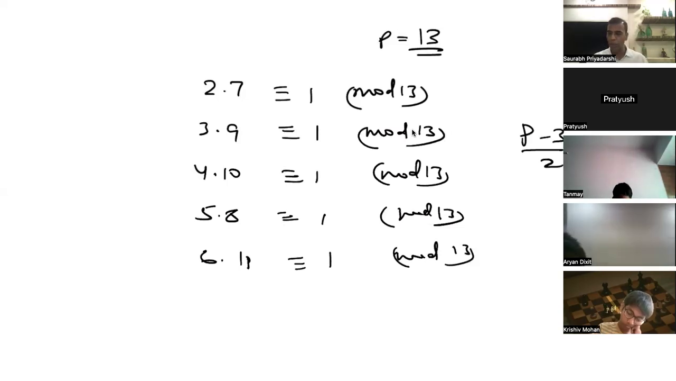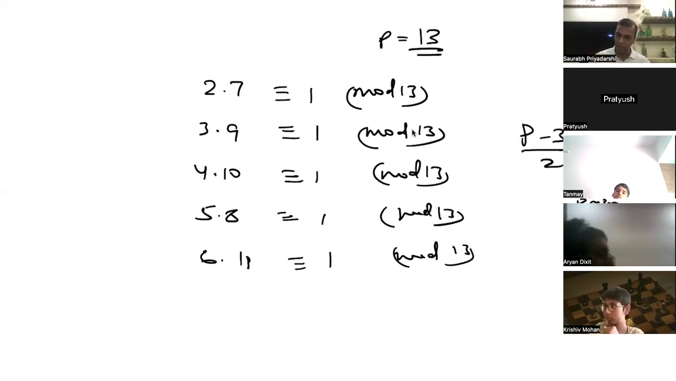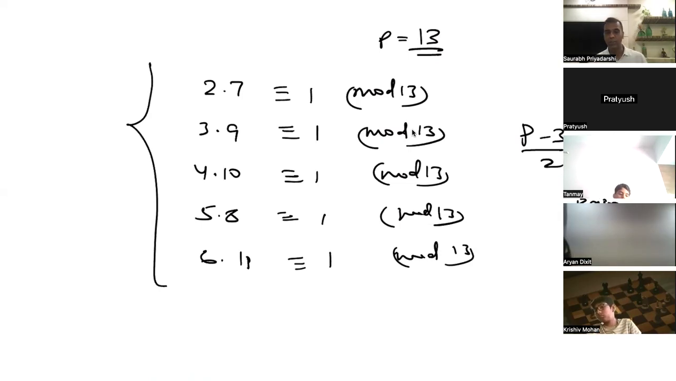P minus 3 by 2, right? In this case, then 1 into 12 is -1 mod 13. In this case, 5 pairs are possible, right? Where we are up to 13, 5 pairs are possible. So from 1 to 13, 1 and 12 are not taking part in this, and the other numbers are always giving you the congruence of 1. Is this okay?